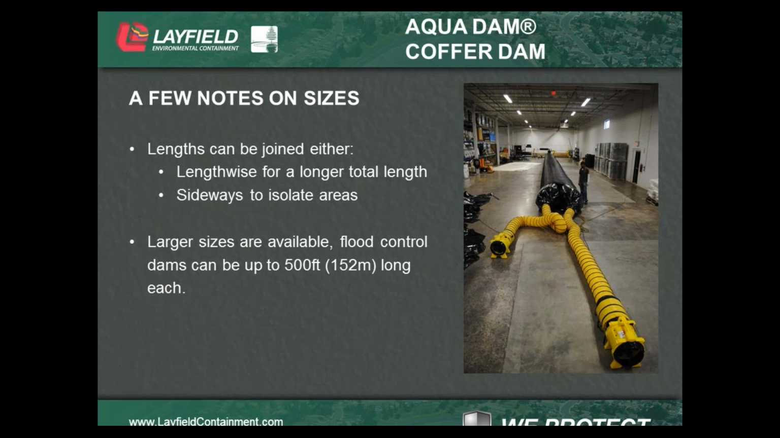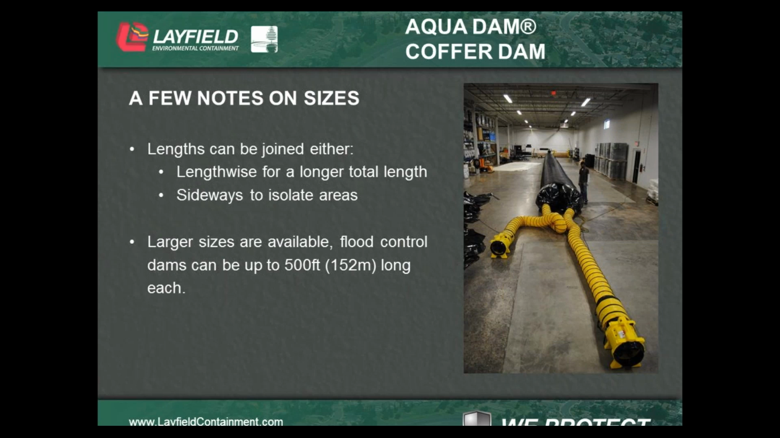Those are just a couple of methods that you can utilize for joining Aqua Dams. Larger sizes are available. 10-foot, 12-foot, 16-foot high Aqua Dams are available. Again, custom lengths are available, upwards of 1,000 feet for when we're dealing with 10-foot, 12-foot, and 16-foot. It's awfully difficult to do connections in really deep water, so custom lengths are available.